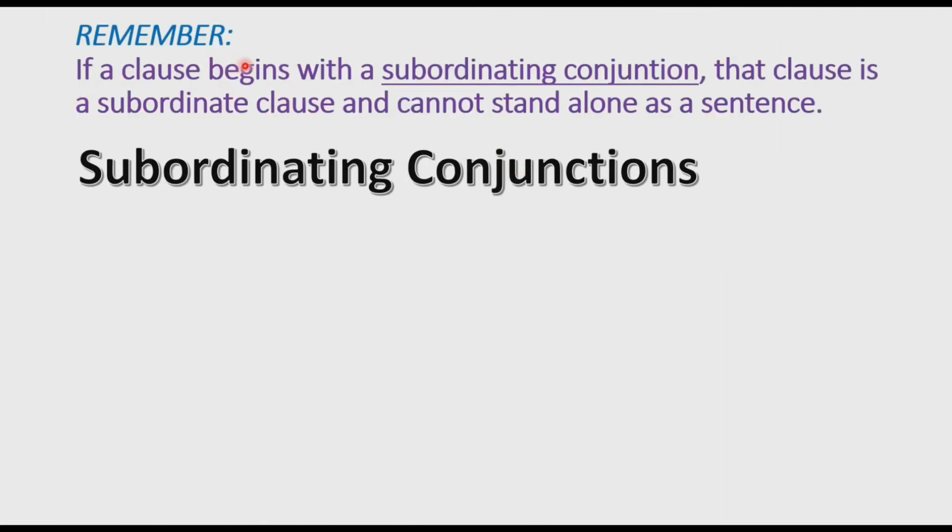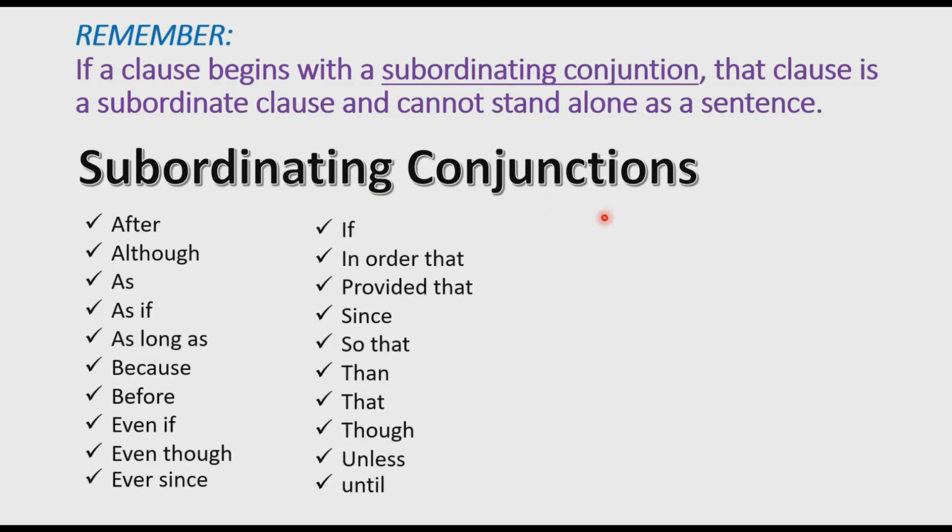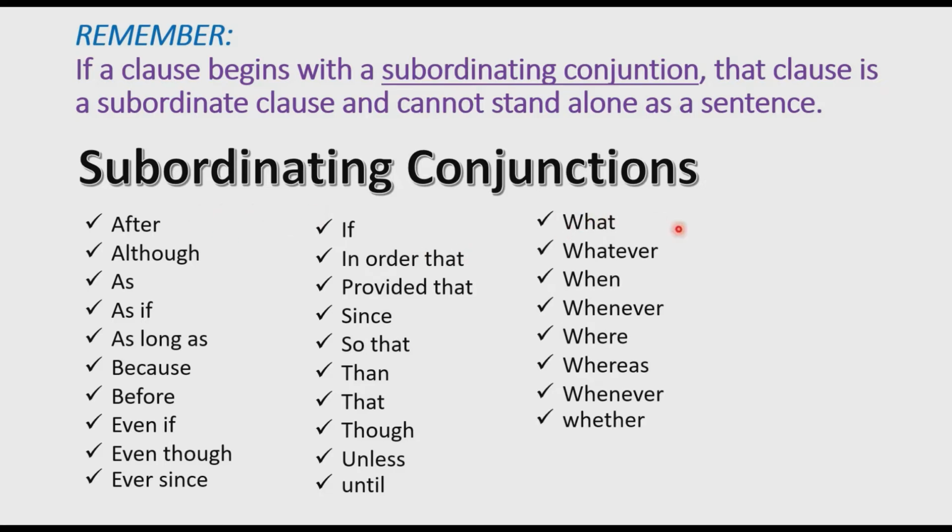Let us always remember, the clause that begins with a subordinating conjunction is a subordinate clause and cannot stand alone as a sentence. Let's take a look at different examples of subordinating conjunctions. There are quite a few examples here in our slides, but there are a lot more subordinating conjunctions that we can use in our sentences.